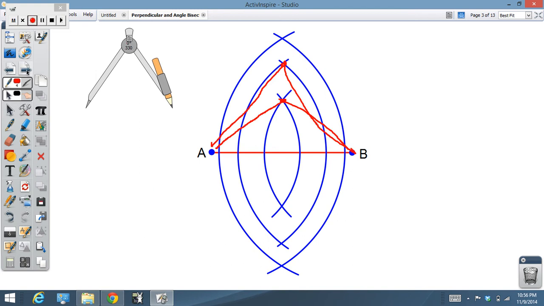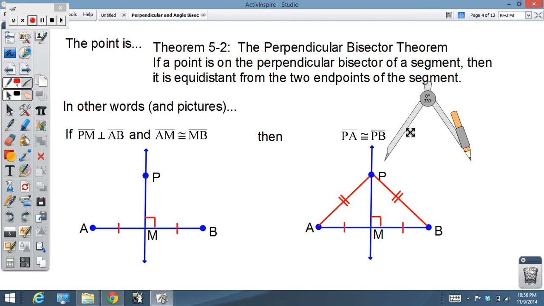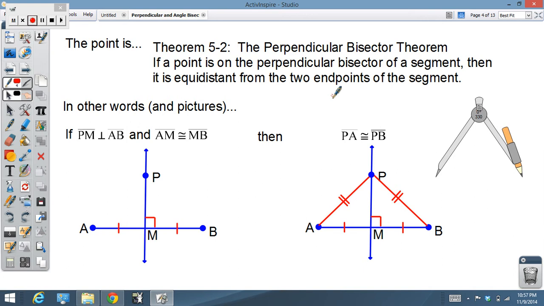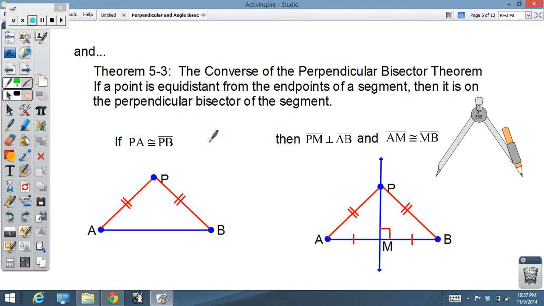Let's give you some actual words to go with that. Theorem 5.2 specifically is telling us, it's the perpendicular bisector theorem. If a point is on a perpendicular bisector of a segment, it is equally distant from those two endpoints. So in other words, if P is on the perpendicular bisector of segment AB, then it must be as far from A as it is from B. Make sense? Converse is also true. If a point is equally distant from the two endpoints of a segment, it must lie on the perpendicular bisector.